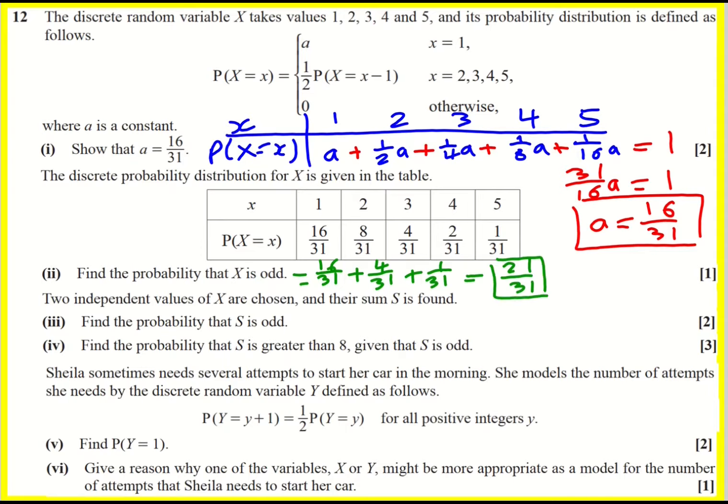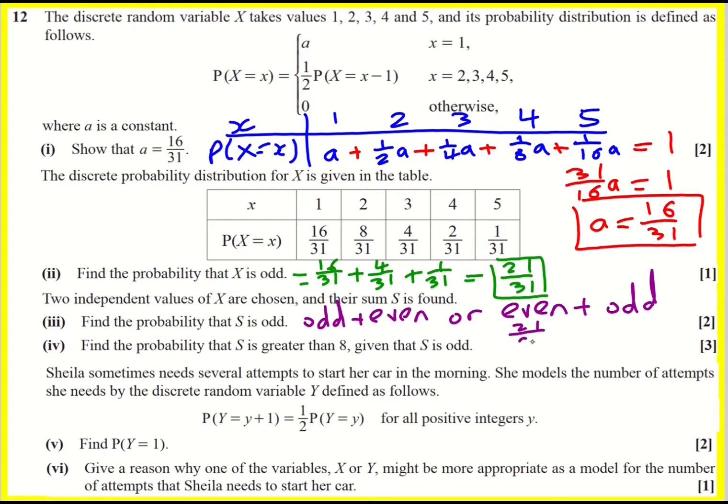Now, 2 independent values of x are chosen, and their sum s is found. Find the probability that s is odd. So for s to be odd, we're either going to have an odd plus an even for my values of x, or an even plus an odd. Now to get an odd, by the way, do not start thinking, right, 1 and 2 or 1 and 4. Just go for the fact that we found the probability that x is odd. That's what this question is guiding us towards.